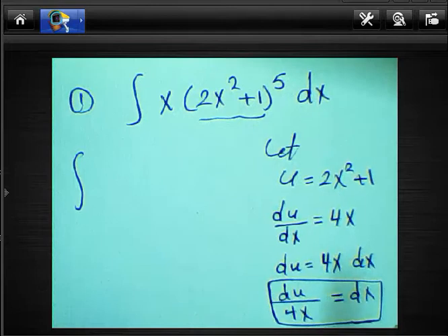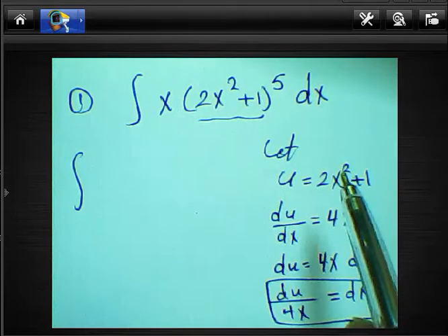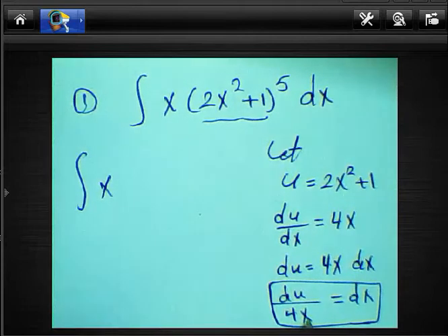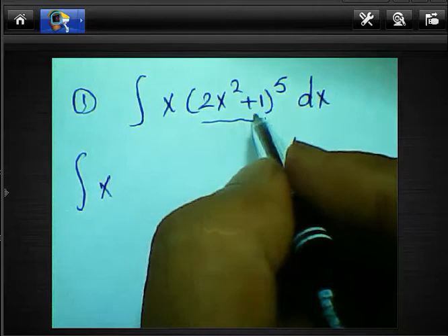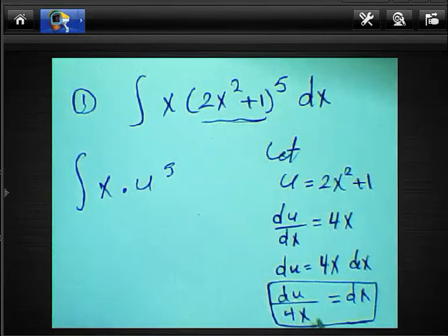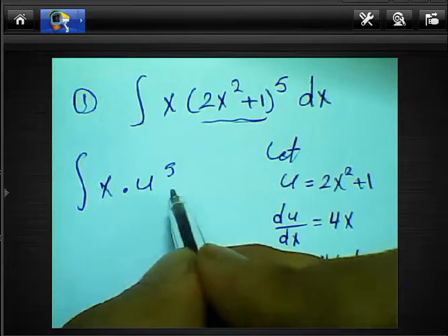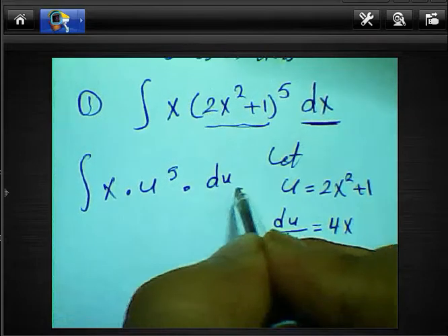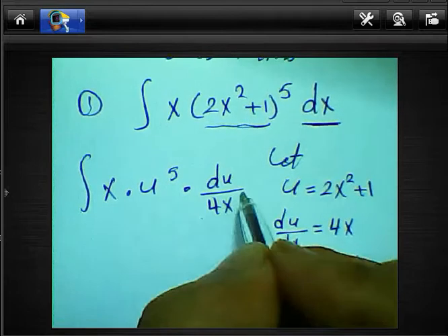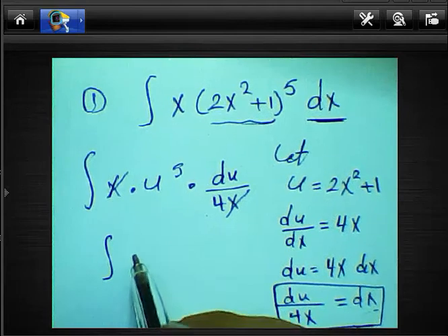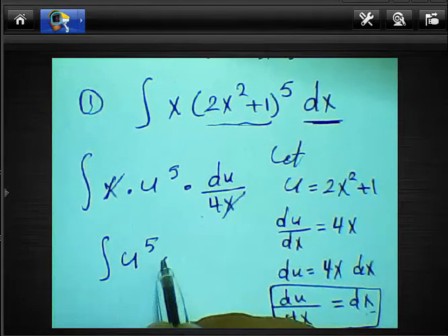5. And what about x? We can write x here to cancel 4x. Then this function will be u power 5, and we can write dx equals du over 4x. We can cancel x by x, then we can write the integration of u power 5 du.